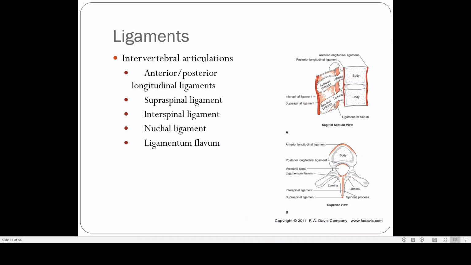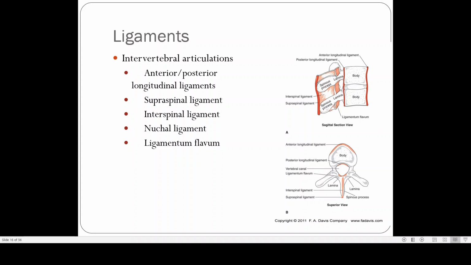Here we can see our different ligaments of the spinal area. So we have the anterior and posterior longitudinal ligaments. If you look at that top picture there, your anterior ligament is going to be on the anterior portion of the body, which is actually deep, like the inside of your body. And it's going to run along the vertebral bodies, whereas that posterior longitudinal ligament is going to live posteriorly to the body, closer to the spinal cord.